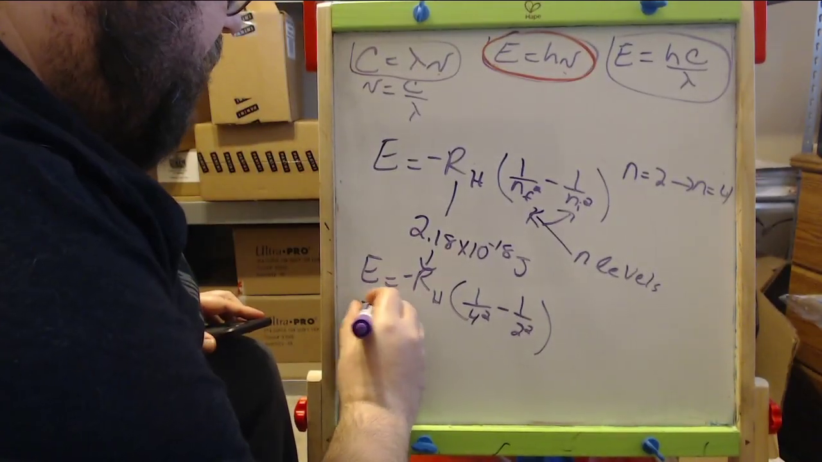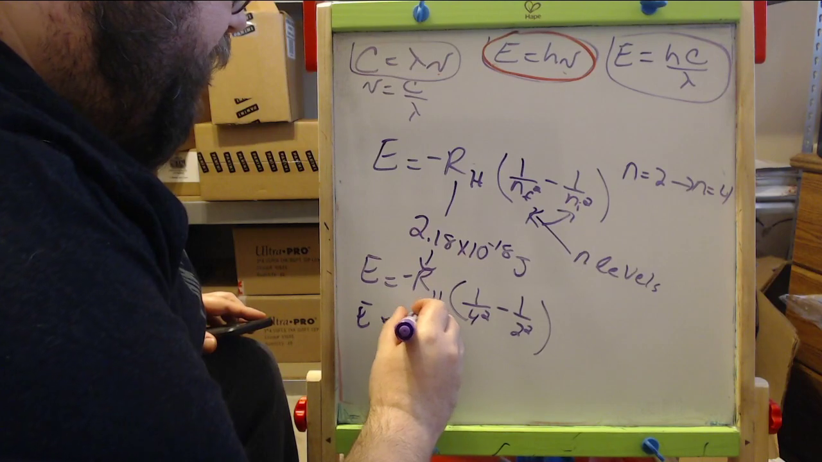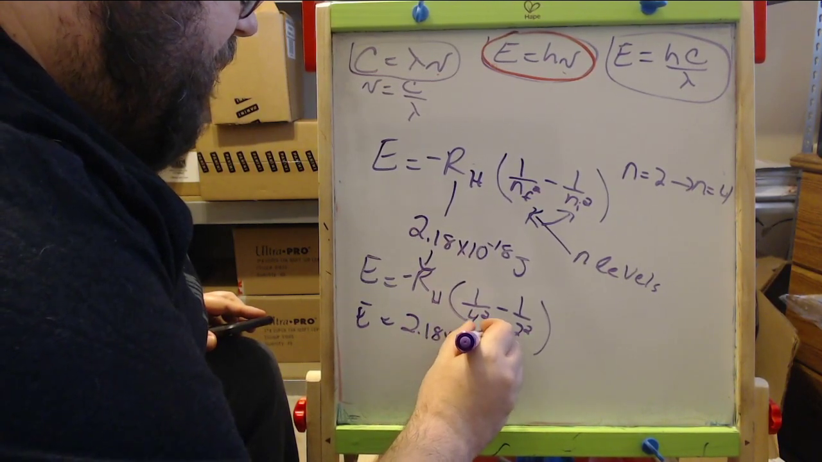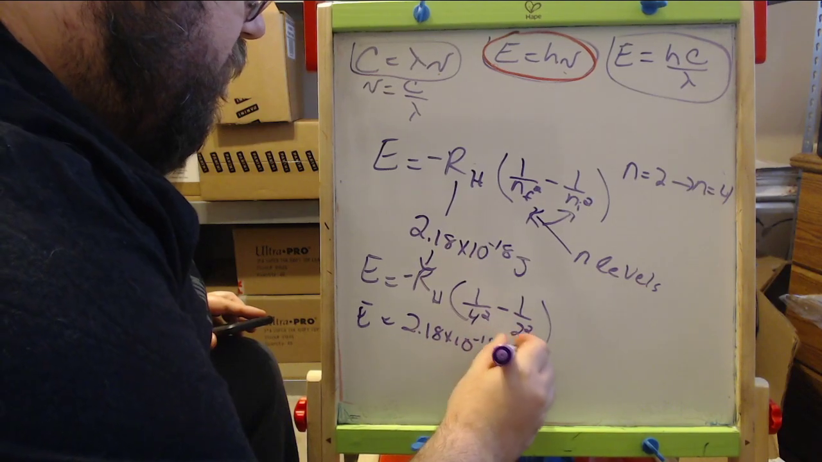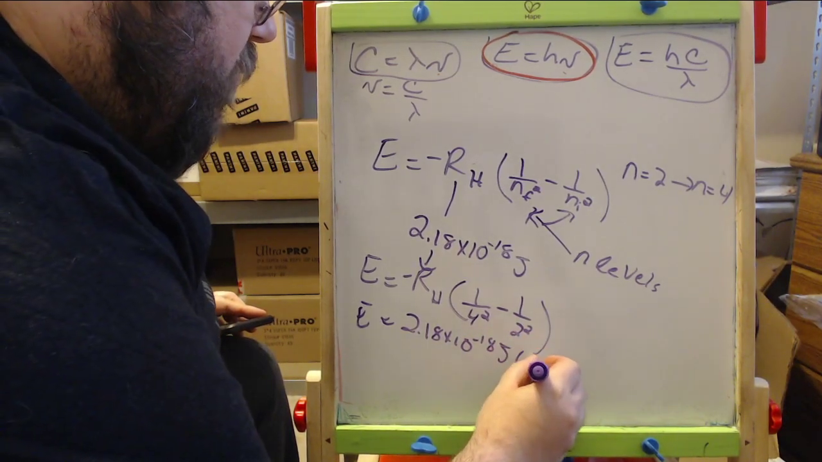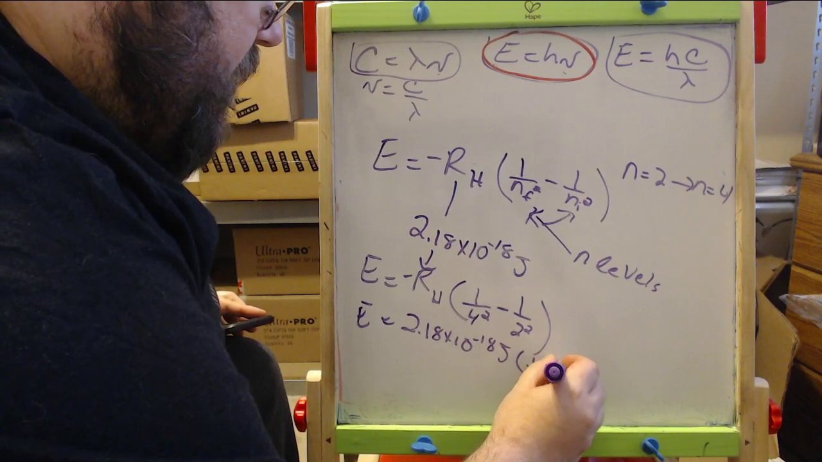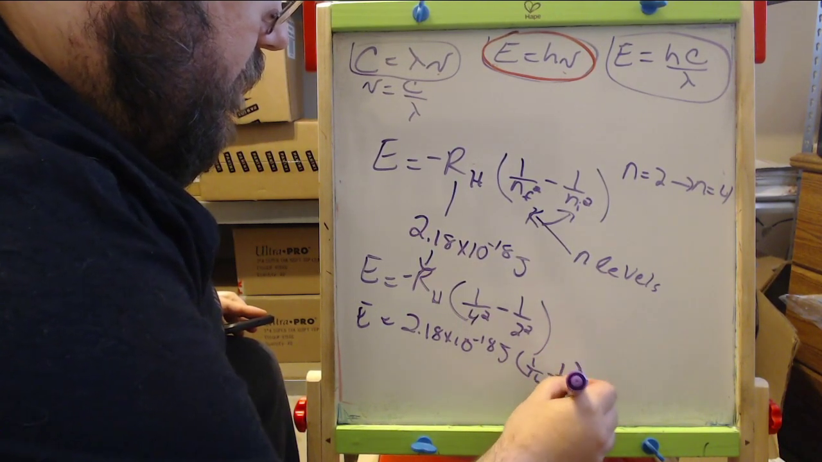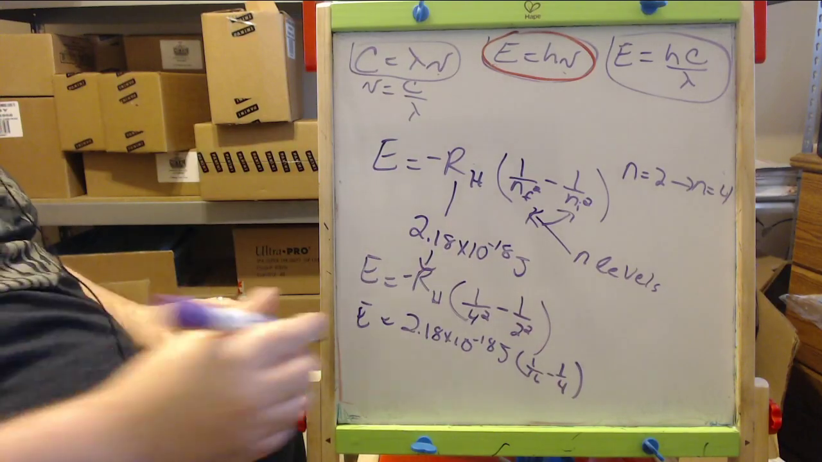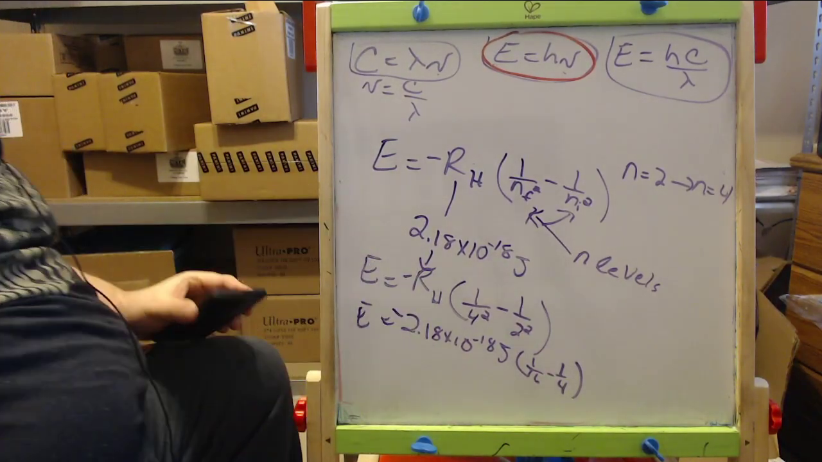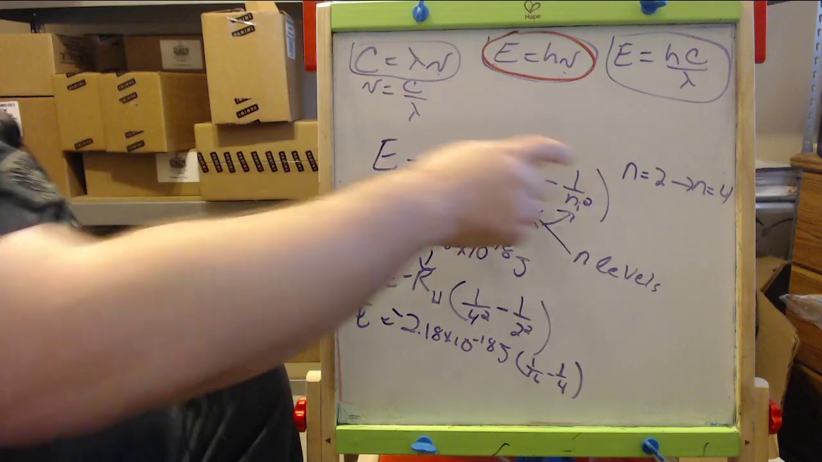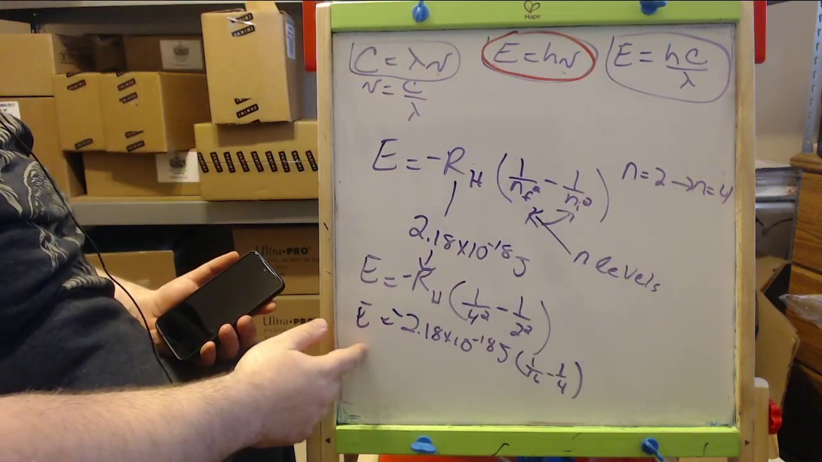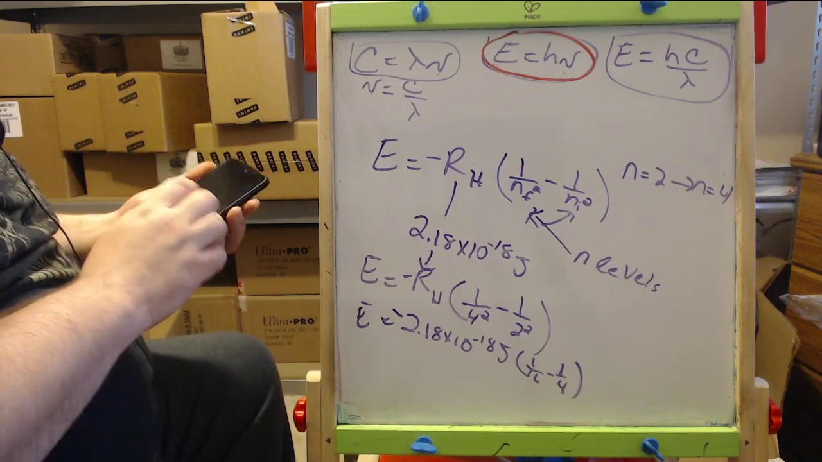So, our energy would equal 2.18 times 10 to the negative 18th joules times 1/16 minus 1/4. Okay, and of course this would be a negative value. Now, I'm going from 2 to 4. I'm moving up levels. I'm absorbing energy, so my energy should be a positive value.